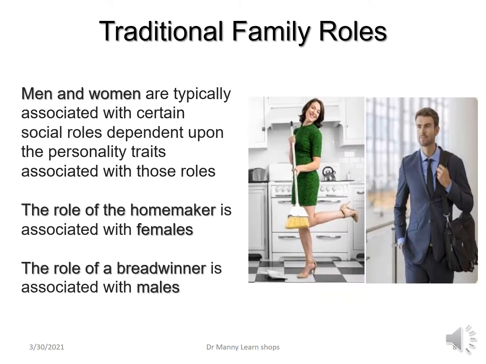What are some of the traditional family roles? Men and women are typically associated with a certain social role, which is dependent on personality traits associated with those roles. So for example, the role of a homemaker is typically associated with females. The role of the breadwinner or the primary earner is typically associated with males.